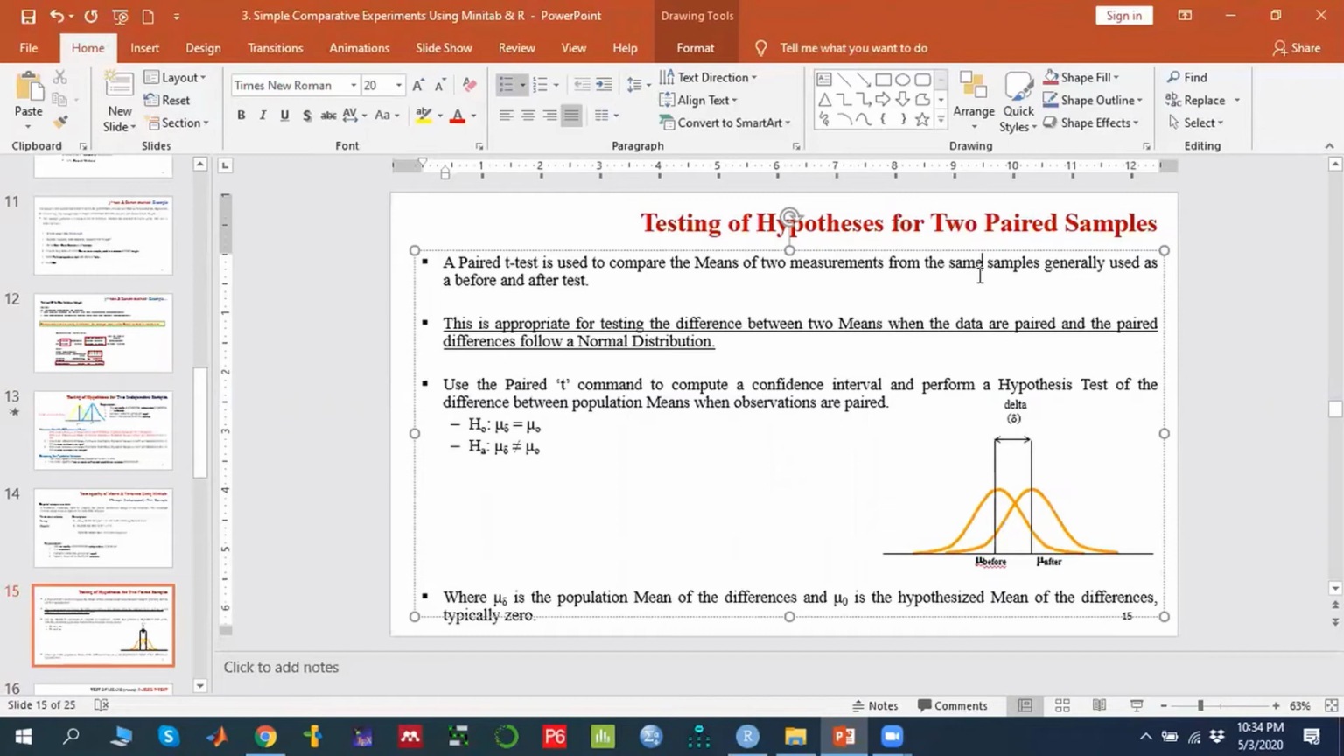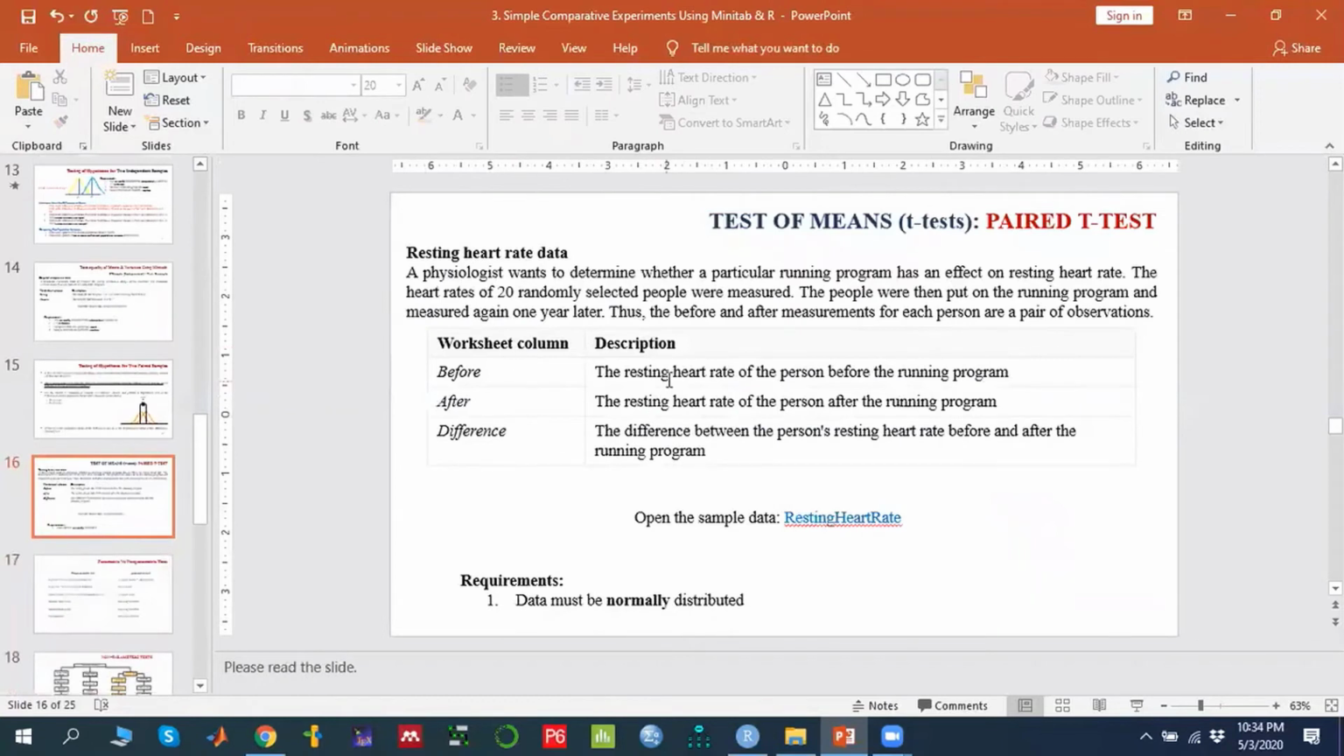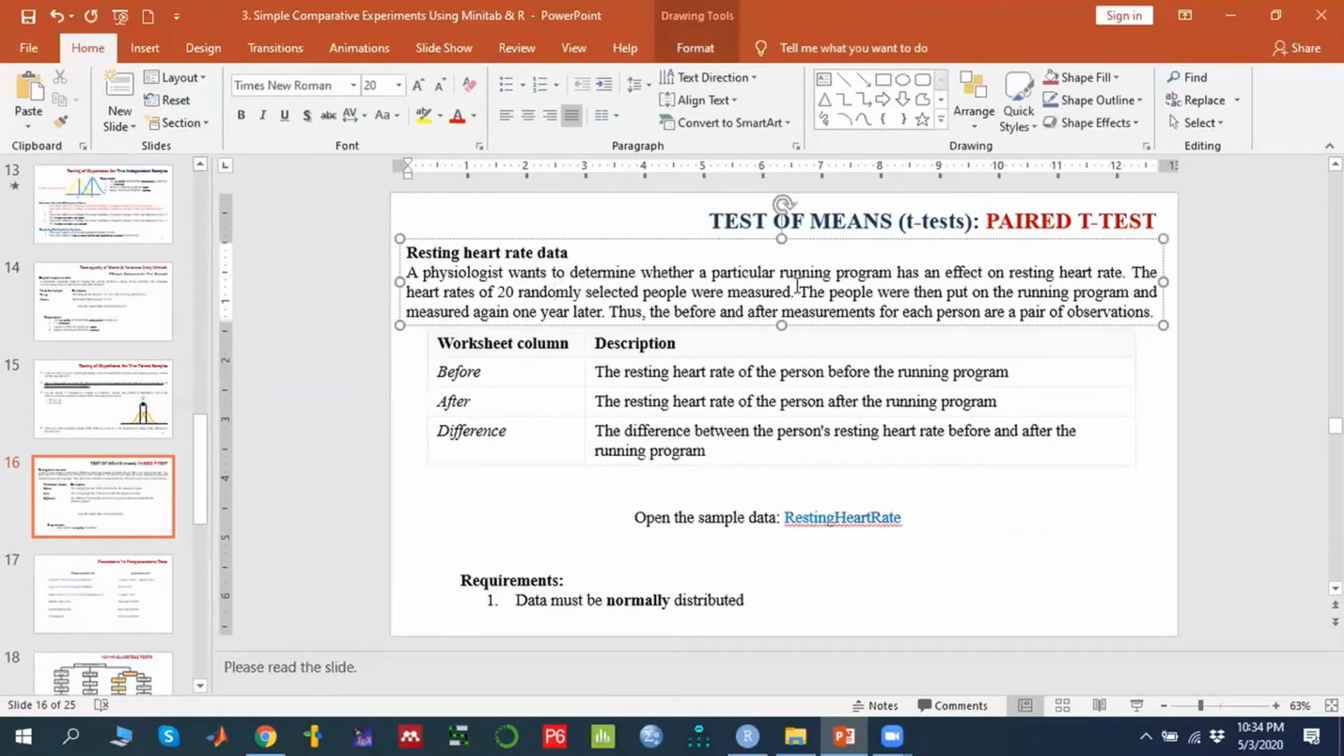So whenever you have paired data, before and after data, we can apply the two sample paired t-test, right? For example, in this example where I'm going to apply the paired t-test, a psychologist wants to determine whether a particular running program has an effect on the resting heart rate. So they want to check the effect of the running program.